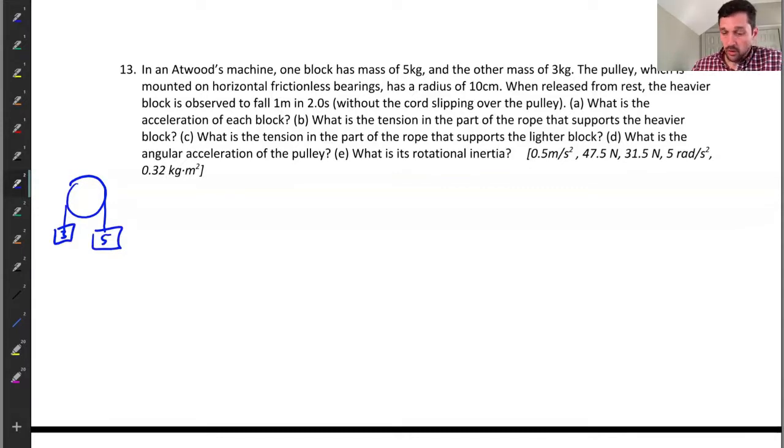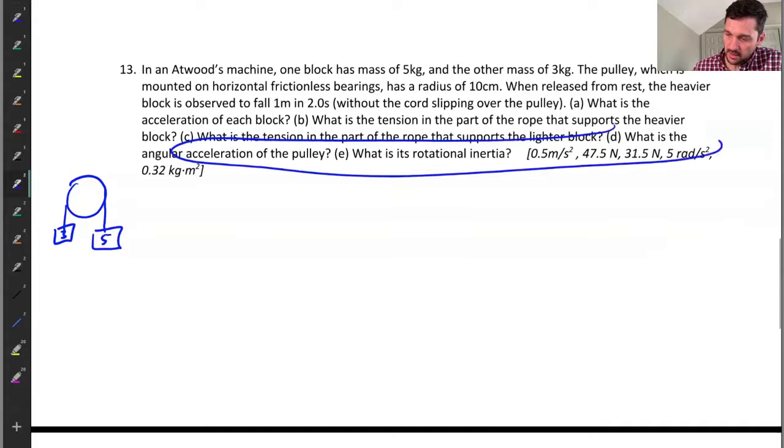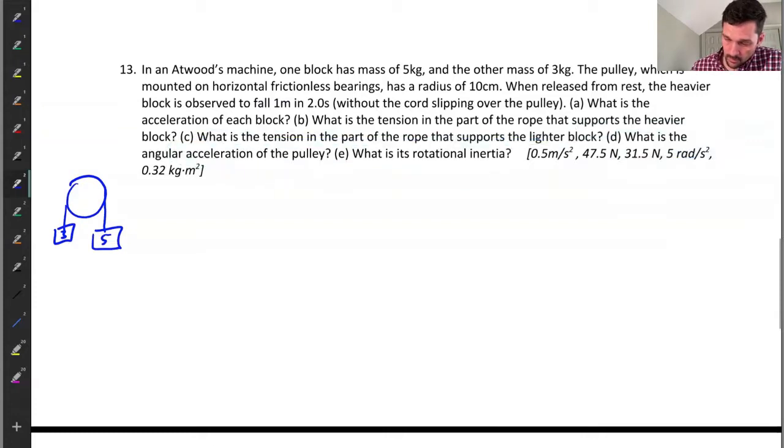Really the order of questions walks you through the entire solution, finding one thing at a time. A test or an exam might just jump right to C and D to find things that you would need all the previous bits of information in order to determine. But in order of operations, this walks us through. So in part A, what's the acceleration of each block?